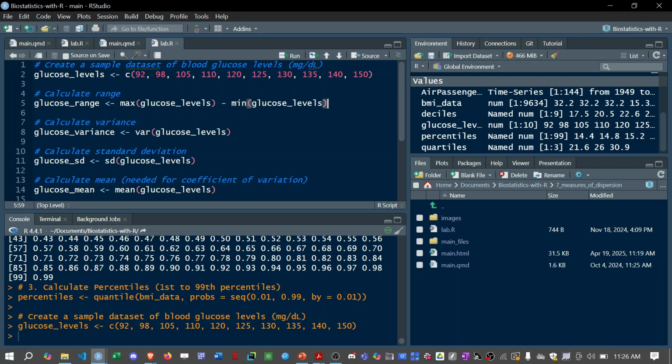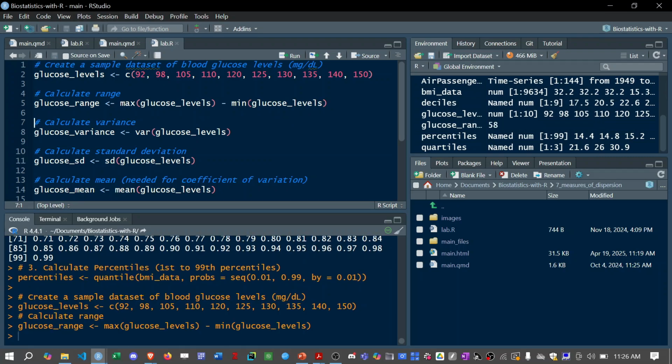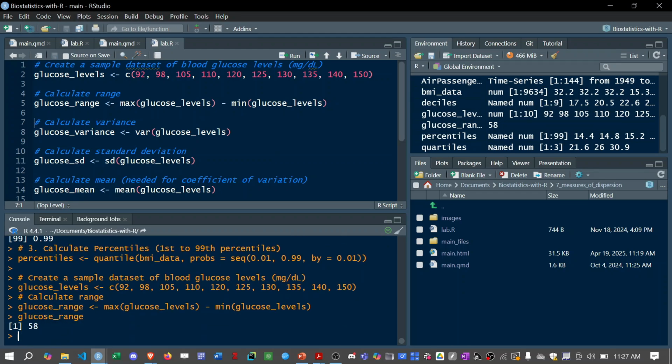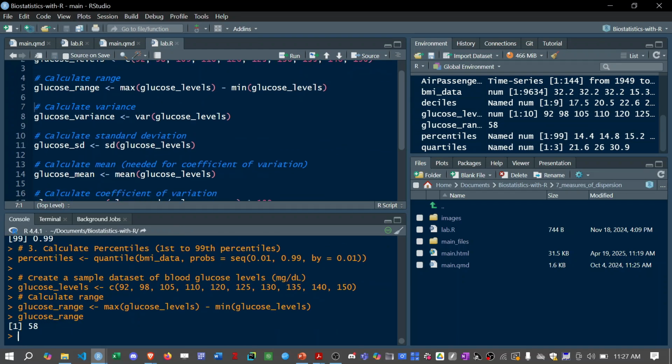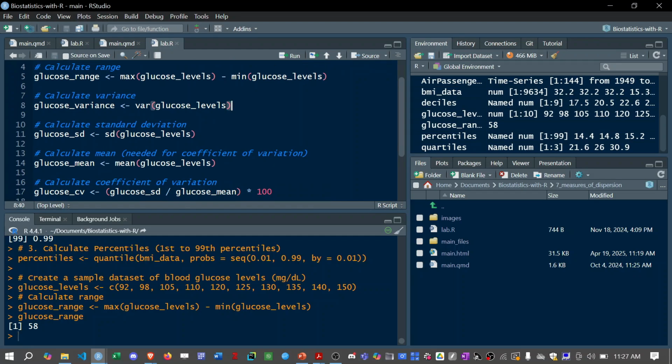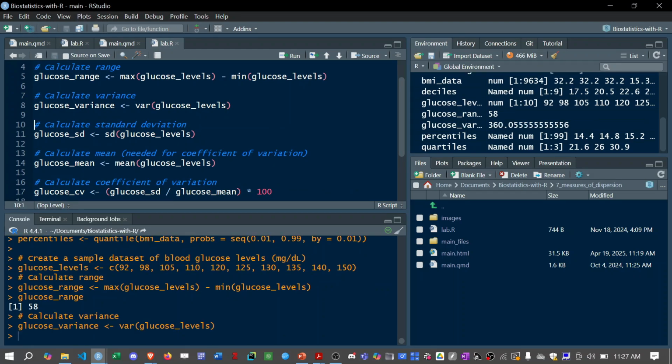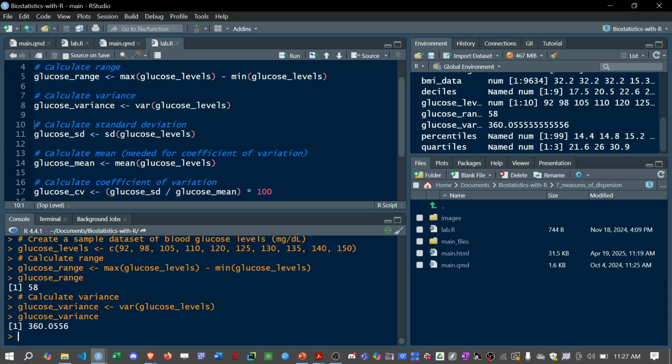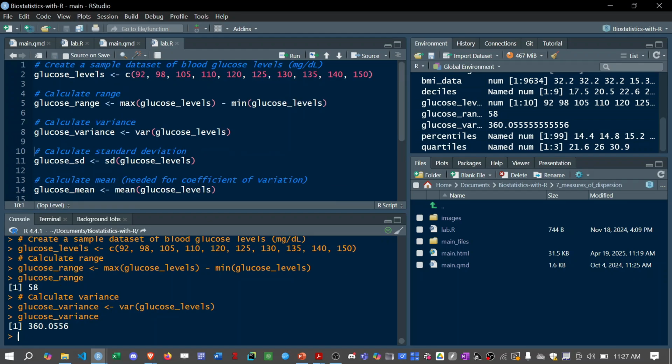Now I'm going to calculate the range. So when I calculate the range, I'm going to get 58. You can see that we have 58. And when I calculate the variance, also glucose variance, I can see that my variance is 360.05.